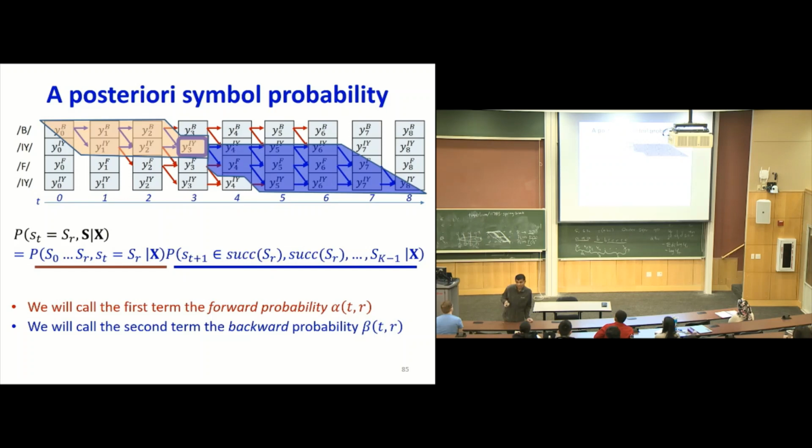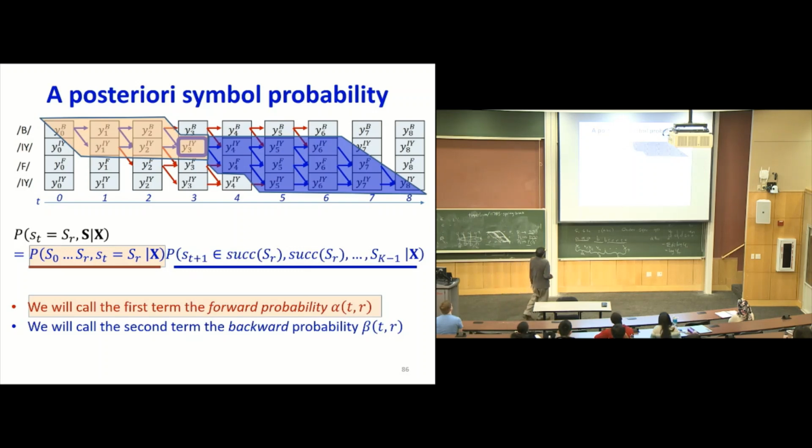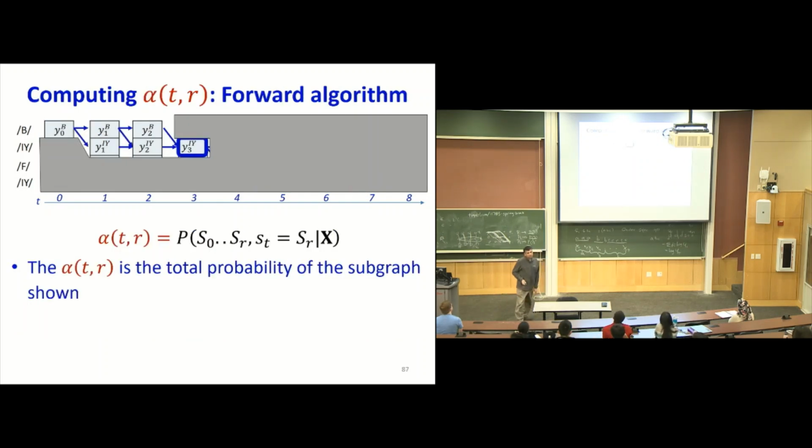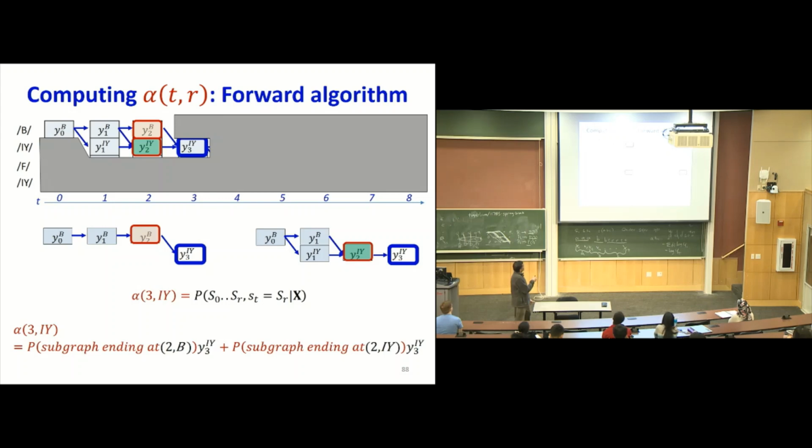It turns out computing these is really, really trivial. Why? First consider this forward probability. That's very simple. That's the probability of the subgraph. It is the total probability of all paths that start from here and end here. What are the different ways of ending over here? In fact, there are only two. I can either end up over here and then extend it, or I can end up over here and then extend it, correct?